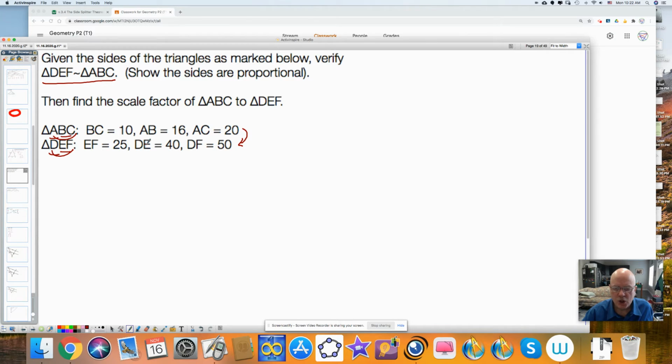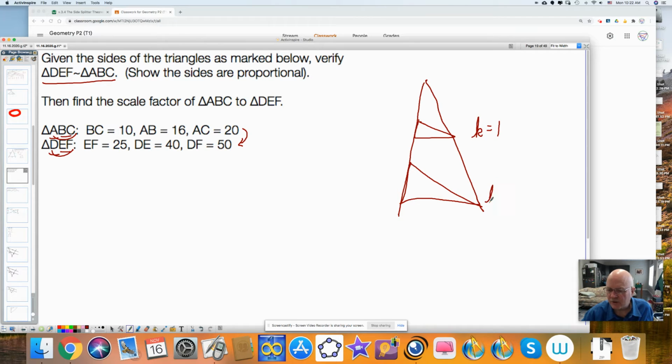Notice we're getting larger. So if this were my point of dilation, and I started with this one, which would be ABC, when I go to make it larger, I'm going to scale it up by some factor, and I get a bigger triangle. Okay. My k here is equal to 1. My scale factor has got to be greater than 1 to be getting larger. If it were between 0 and 1, I would be getting smaller.